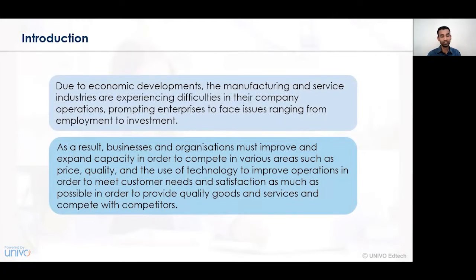Now let's understand the scenario or background of the case. Due to the economic development, the manufacturing services industries are experiencing difficulties, and hence there are several issues with respect to manufacturing, production, operational activities, a series of activities, and what amount of investment needs to be employed.